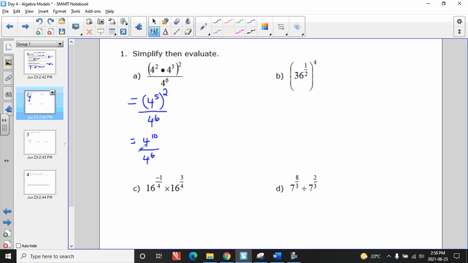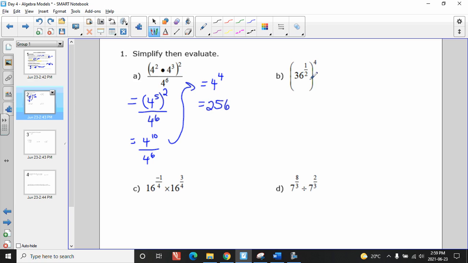So there's a little bit left to do here. There's still a division that we're going to need to carry out. And the division rule, or quotient rule, says keep the base the same and subtract the exponents. 10 take away 6 is 4. And for this part, you can grab a calculator to do the last piece for us when we evaluate and get a final answer, and it's going to be 256. Okay, so exponent rules, and then finally a calculator step.